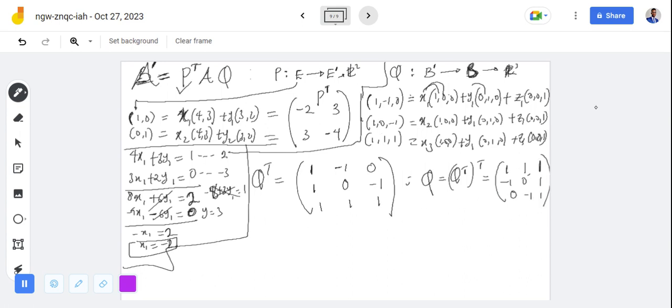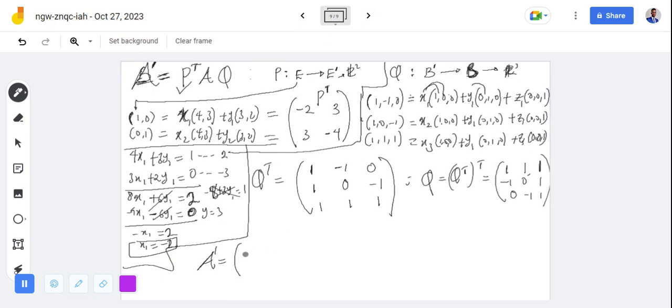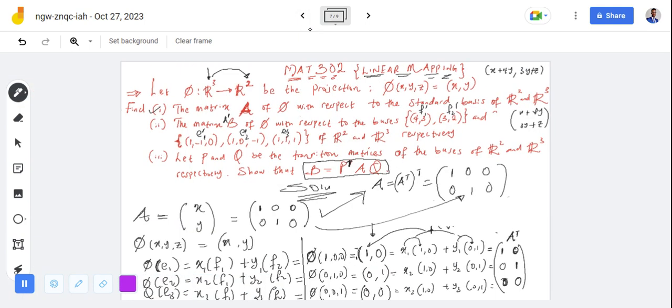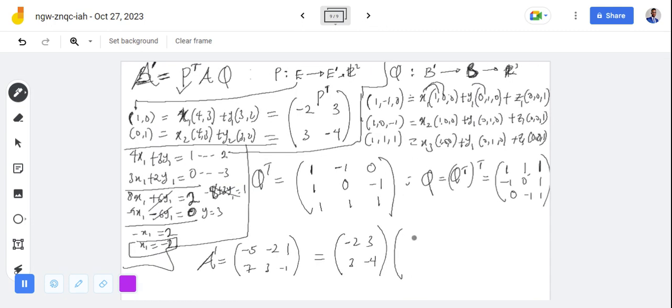So in order for me not to waste our time, we want to look for our A prime. Recall that our A prime is minus 5 minus 2 1, minus 5 minus 2 1, 7 3 minus 1. So this one we want to prove. Show that this left hand side is equal to, what's my P T? My P T is minus 2 3, 3 minus 4. What's my matrix A? My matrix A is the first thing I did here. This shortcut here, or you show it using this. That's 1 0 0, 0 1 0. And then my Q itself is what I have as my 3 by 3 matrix.